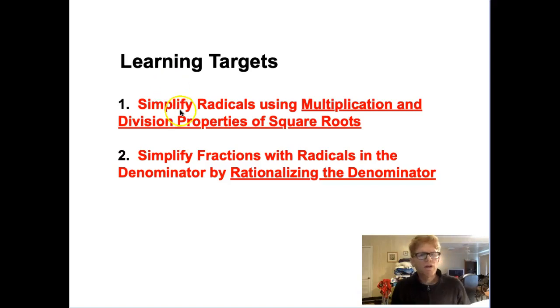Today we have two learning targets. First, we're going to simplify radicals using the multiplication and division properties of square roots. And secondly, we're going to simplify fractions with radicals in the denominator by rationalizing the denominator.